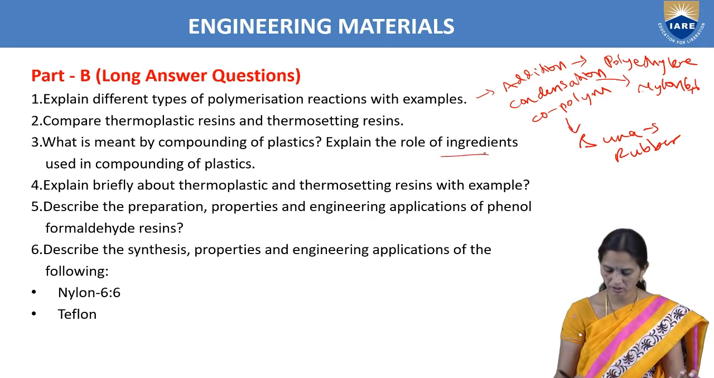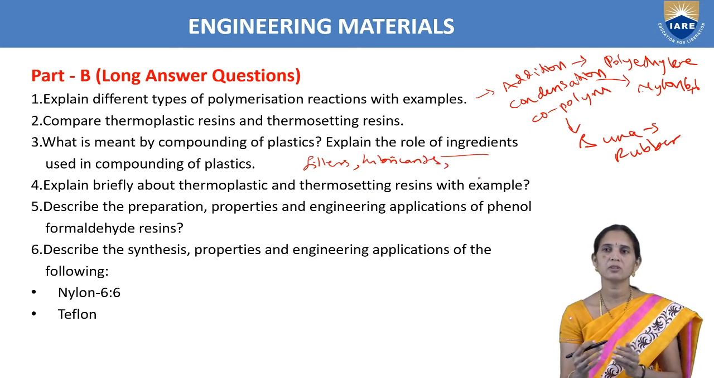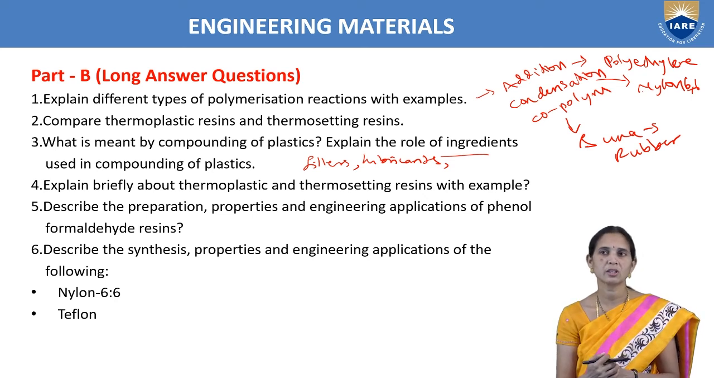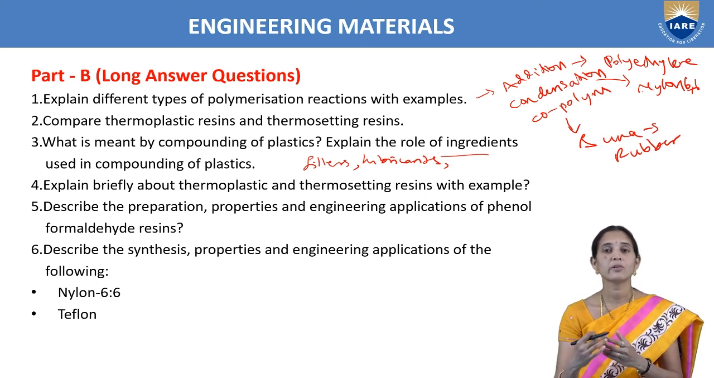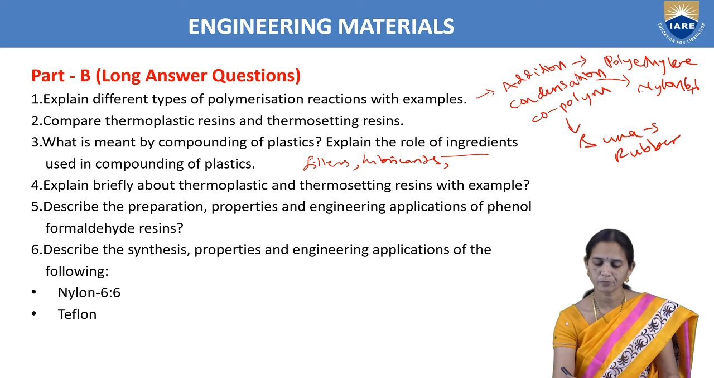For example, we can write fillers and lubricants. We have to write the function of the filler, with an example. The function of lubricant, with an example. The function of stabilizer, with an example. The function of plasticizer, with an example. So we have to take 6 to 7 ingredients.